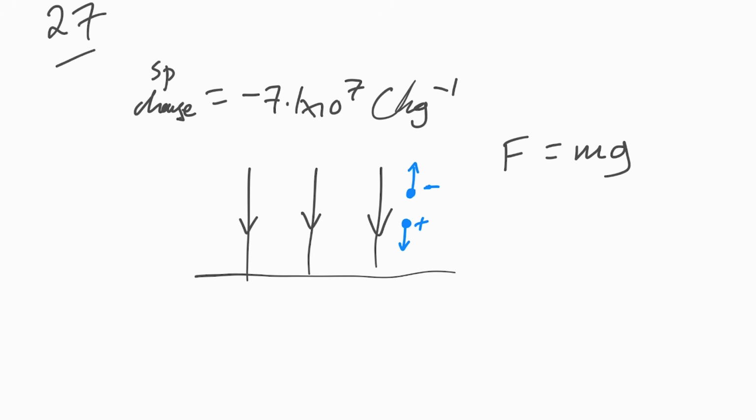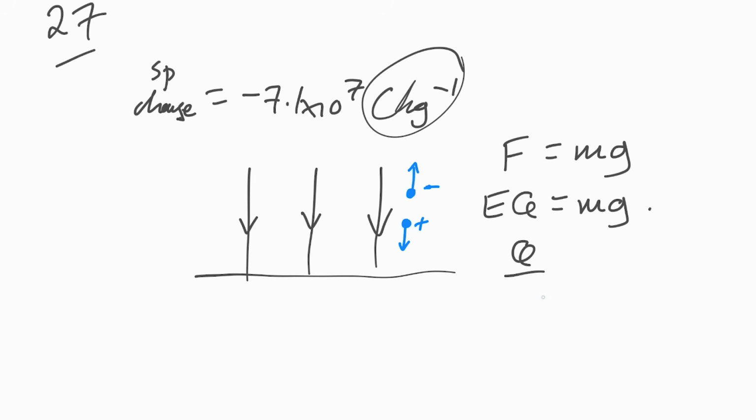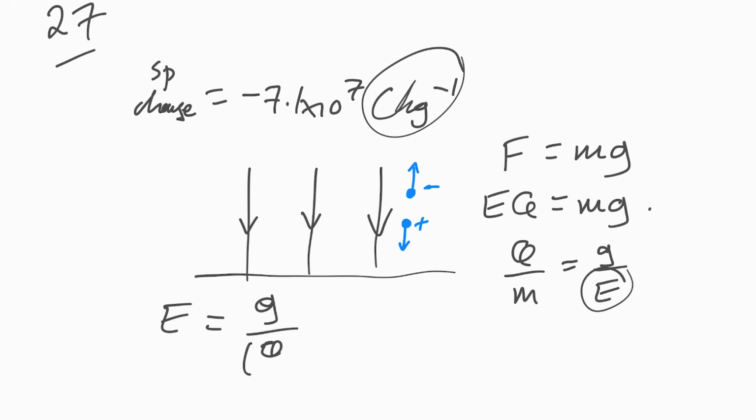What's the force due to an electric field? It's EQ, and so that's equal to mg. But we don't have that. But look at this, we do have coulombs per kilogram. So therefore, if we go for Q over M, that is equal to, moving E over the other side, G over E. We're looking for E, so I haven't done a great job of rearranging that there. But ultimately, what we end up with is E is equal to G divided by Q over M.